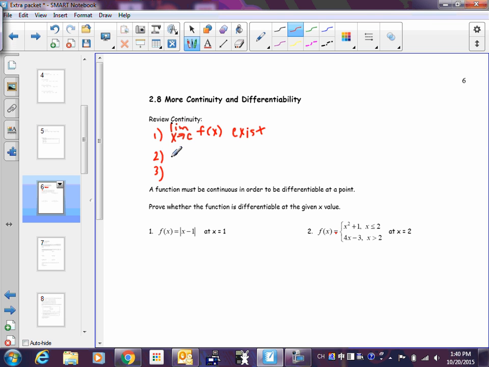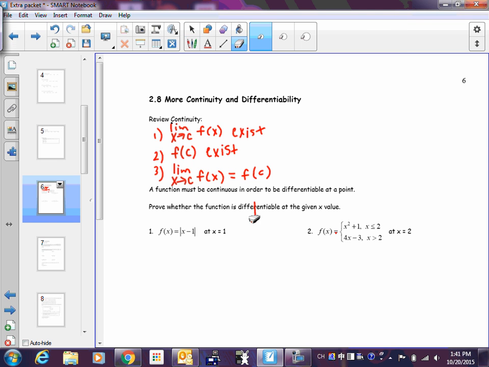What was also in addition to the limit? The point has to exist. The left side and right side equaling each other is all incorporated up with that number 1. The second one was the point had to exist, and then the third one was that they had to equal each other. It's been a while since we've done this, so hopefully it'll come back quickly, but it's good to go over this stuff and not leave it alone for too long. So that's how you prove if something is continuous.